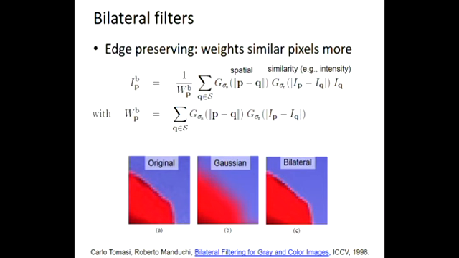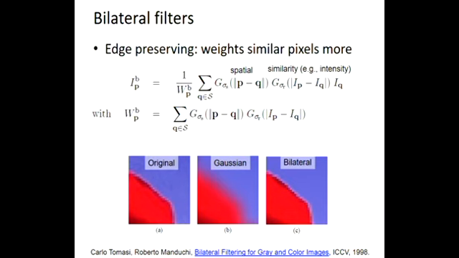So one of the best choices is called a bilateral filter, and it has these two terms here, the spatial term and the similarity term. The spatial term is the same as the Gaussian. It's just weighting pixels by how close they are to the center. And the similarity is saying that if pixels in the local neighborhood are more similar in intensity to the center pixel, then they'll have more weight.